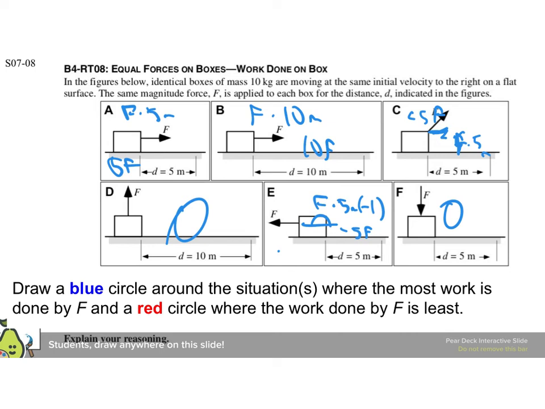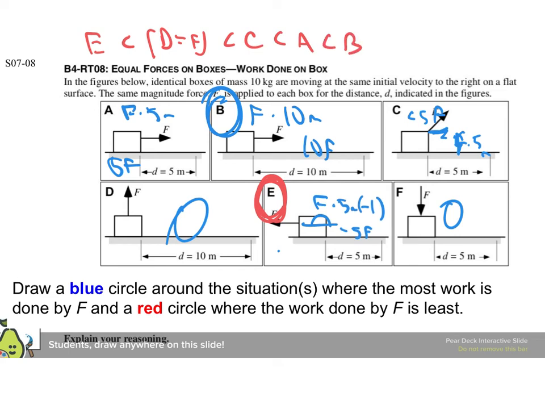So if we look here, we can say that the blue one, the most, happens for case B, without a doubt. And then a little trickier, the least happens for case E, because they didn't ask for a magnitude, which doesn't really make a lot of sense for work anyway. They asked for the actual work, and a negative work is less than 0 work. If you're going to rank them, these are usually rank questions, we would have something like E is less than D and F, which are the same, which is less than C, which is less than A, which is less than B. So if you want to do the whole thing, that's what that would look like.